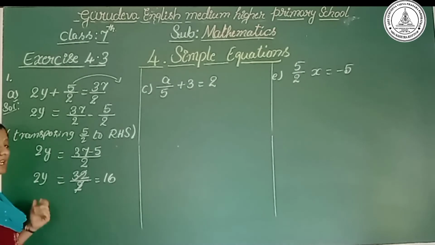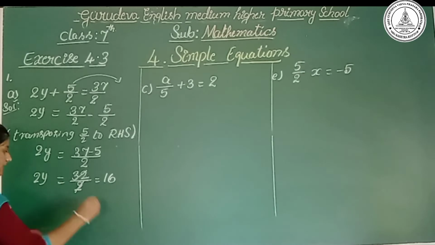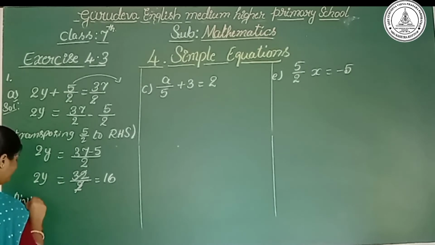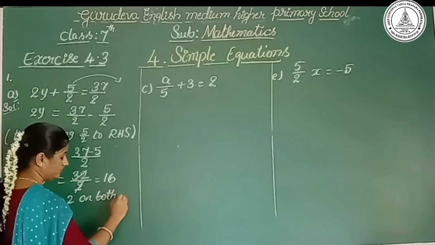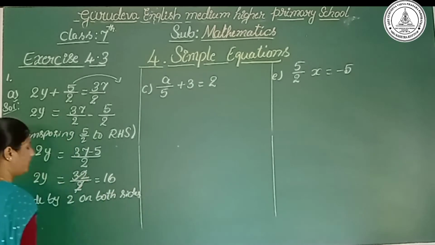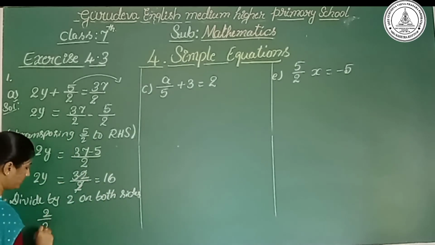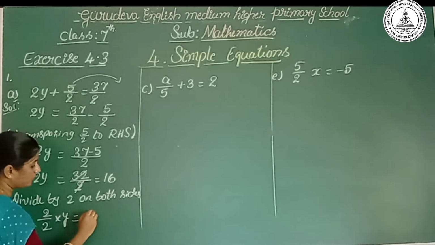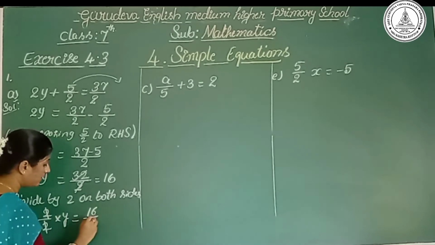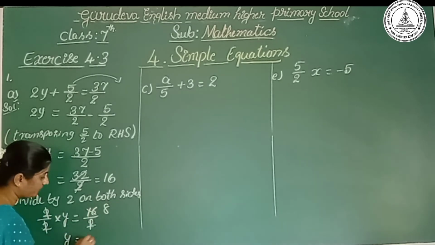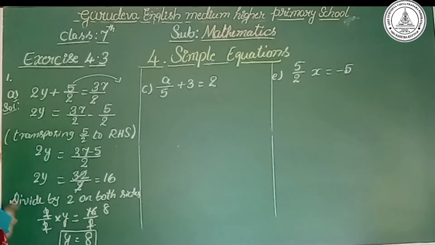Then what do we have to do? We have to separate the variable y here. So we do the operation division by 2 on both sides. Divide by 2 on both sides. Then we get 2 by 2 into y equals 16 divided by 2. After simplification we get y equals 8. So y equals 8 is the solution for the given equation.